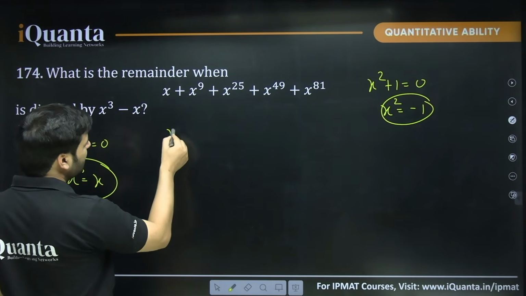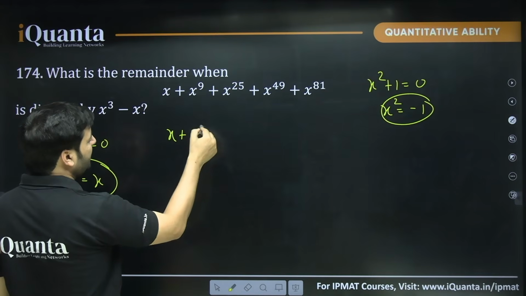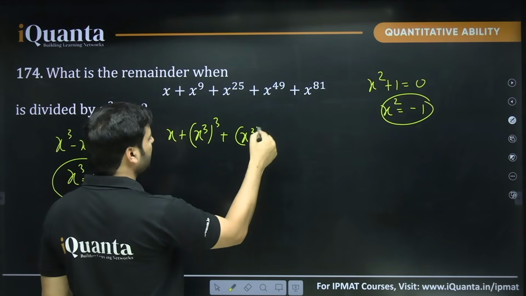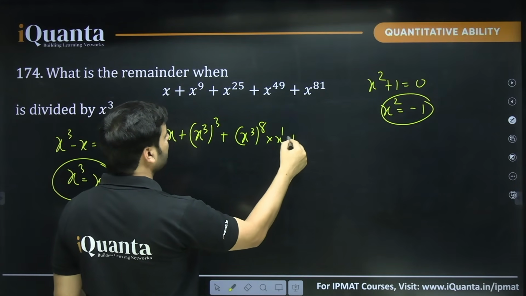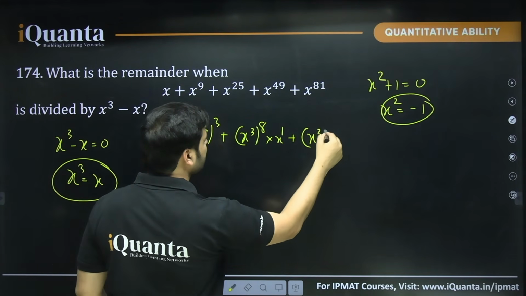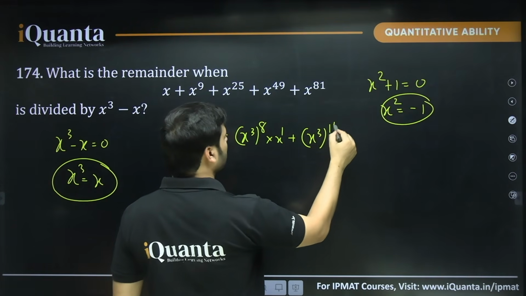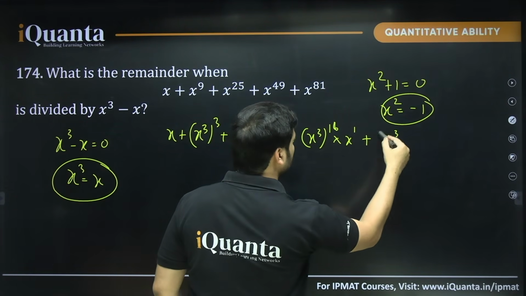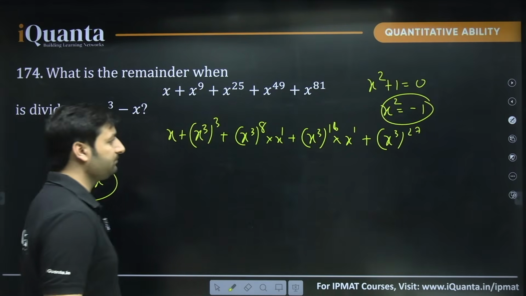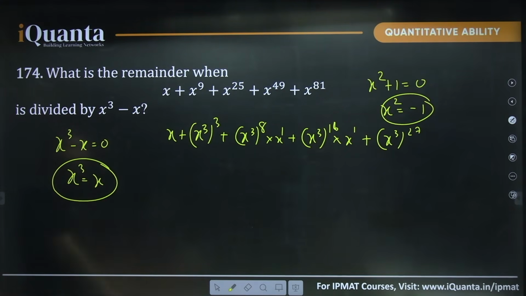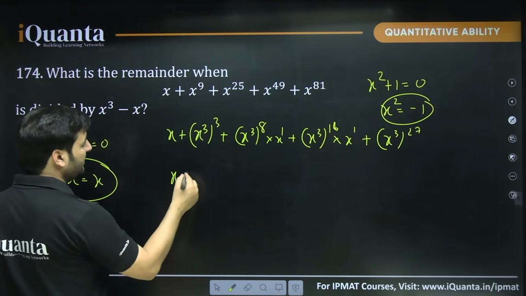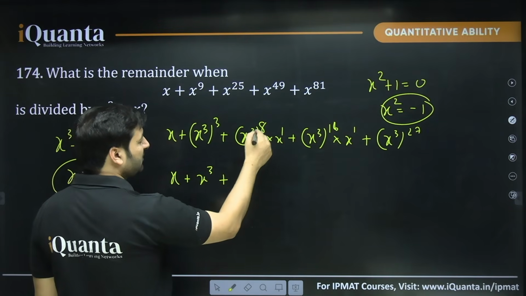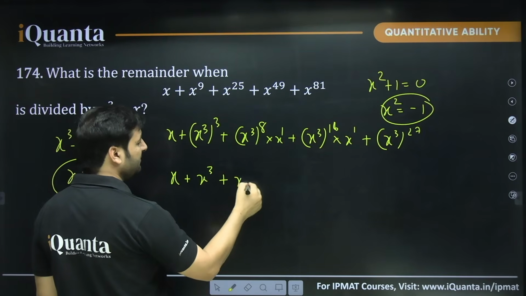Is there any way of pushing x cube equal to x in? This is x, plus this can be written as x cube whole cube, right? This can be written as x cube to the power 8 into x to the power 1. This can be written as x cube to the power 16 into x to the power 1. X to the power 81 can be written as x cube to the power 27. X cube can be replaced by x. So this x is already there. This again becomes x cube becomes x, so we will get x cube, plus this becomes x cube becomes x to the power 8. Yes or no?